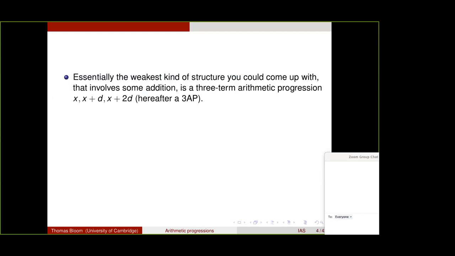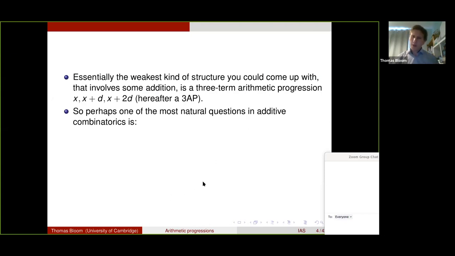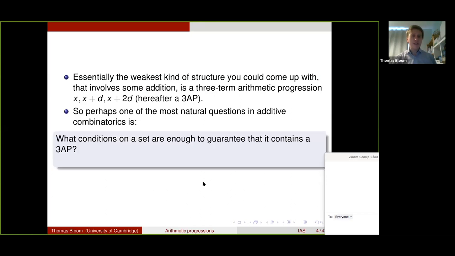Given this, what's the weakest kind of structure that one might ask for? Arguably, the weakest thing you can write down that still involves some kind of addition is a three-term arithmetic progression. That's just a set of three numbers of the form x, x plus d and x plus 2d, so equal spacing between them. One of the most natural questions in additive combinatorics is what kind of conditions on a set, say a set of integers, are enough to guarantee that it contains a three-term arithmetic progression? I think this is really a very natural question.